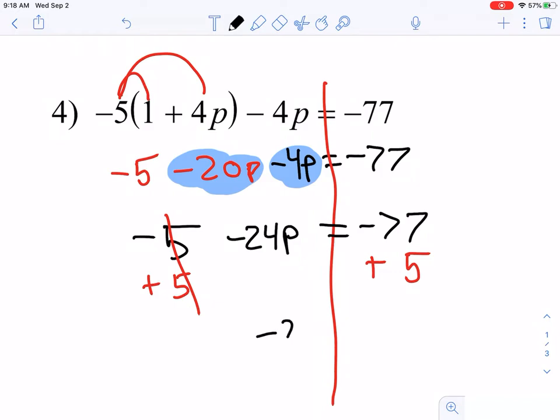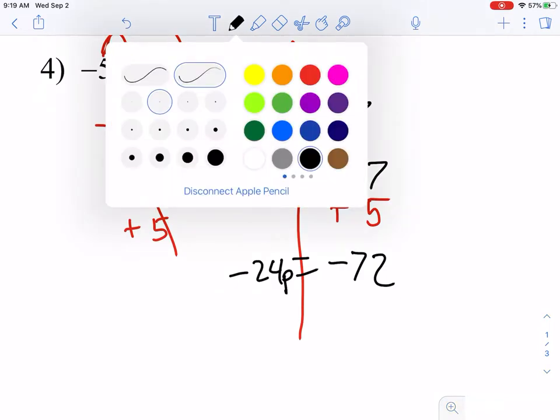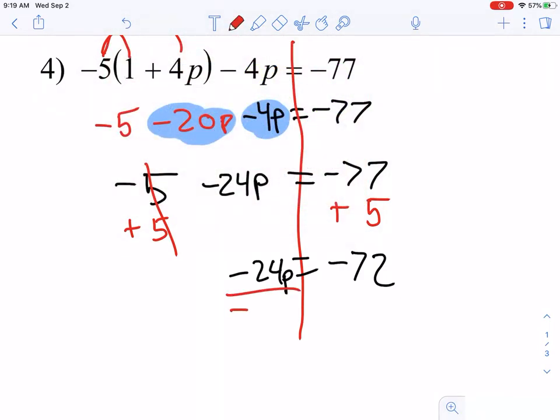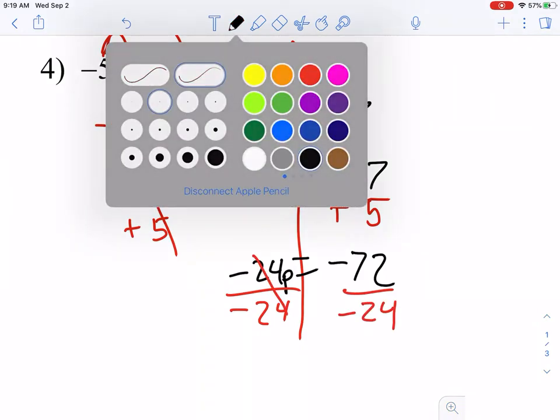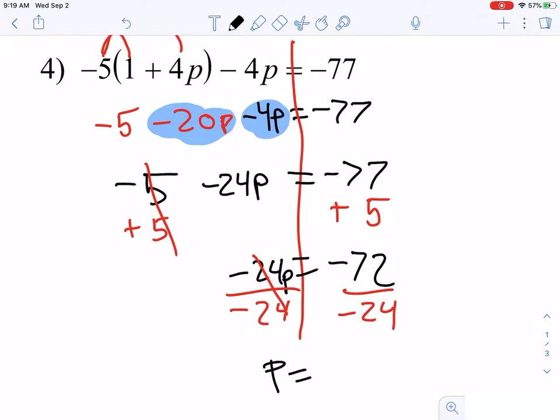I'll rewrite negative 24p equals negative 77 plus 5, which will give us negative 72. Signs are different, so we subtract and keep the sign of the larger number. From here, I'm dividing by negative 24 on both sides. Those cancel out so that p is left by itself, and it equals negative 72 divided by negative 24. Our signs are the same, and because they're the same, we will get a positive answer. We are working with 72 divided by 24, which will give us 3. So it's positive 3.